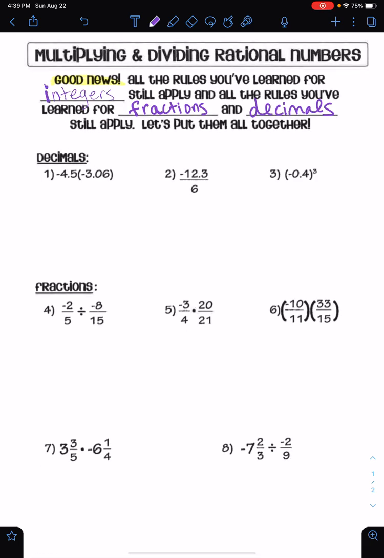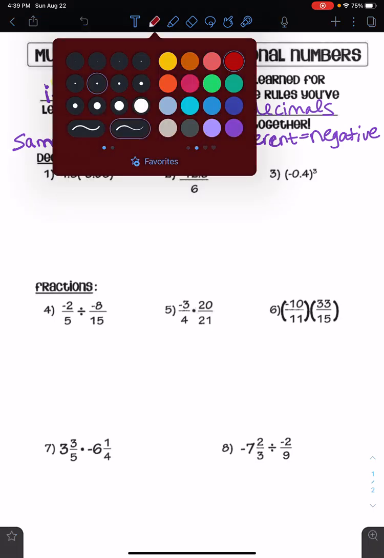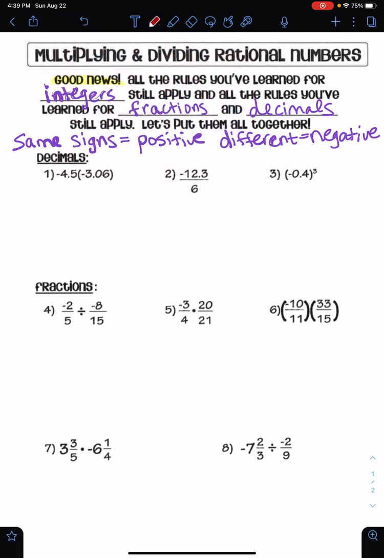But then you're going to keep in mind that the answer is going to be positive or negative based on the rules we learned for integers. All right, so let's give this first one a shot. Remember that if we have the same signs, this goes for multiplying or dividing, the answer is positive. And if we have different signs, the answer is always negative. So before I even start any of the problems on this page, I could go through and just say if the answer is positive or negative.